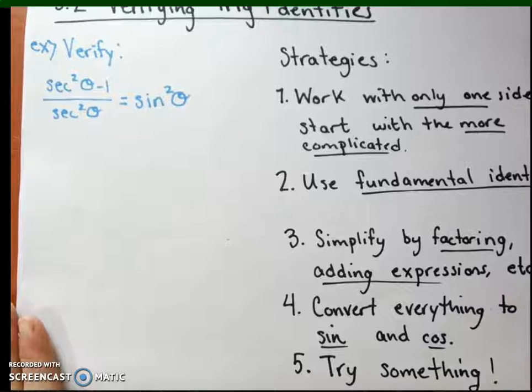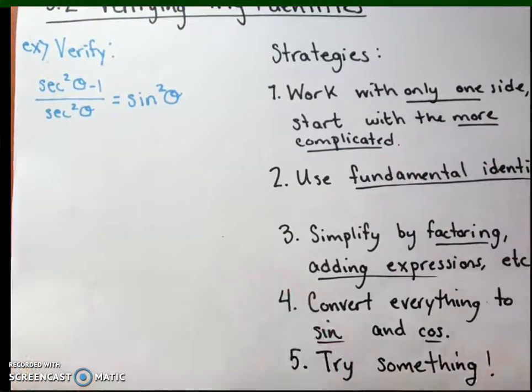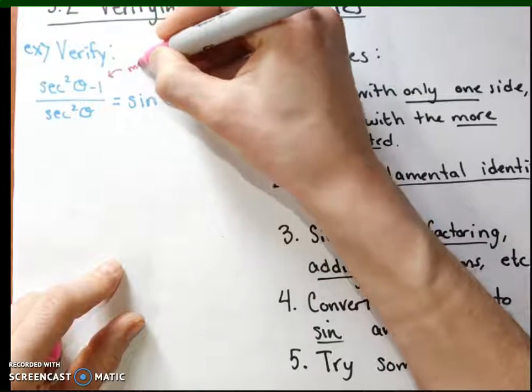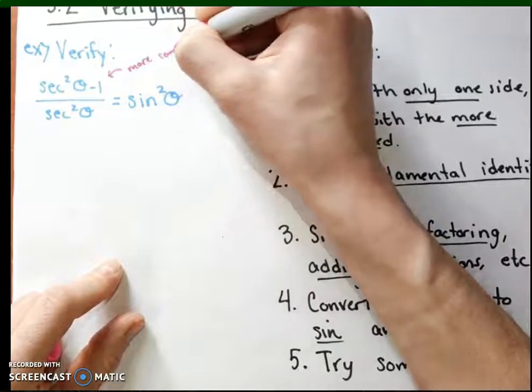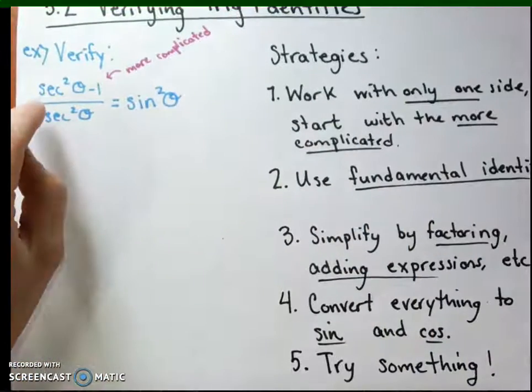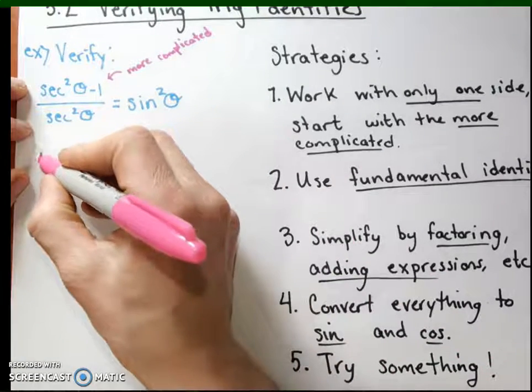So let's look at this example. My first strategy says to start with the more complicated side. To me, this side looks more complicated, and so let's start out by trying to simplify that. The first thing I notice is that the numerator looks like part of my Pythagorean identity. Oftentimes when you see a squared, you should be thinking Pythagorean identity. So I'm going to use that first.